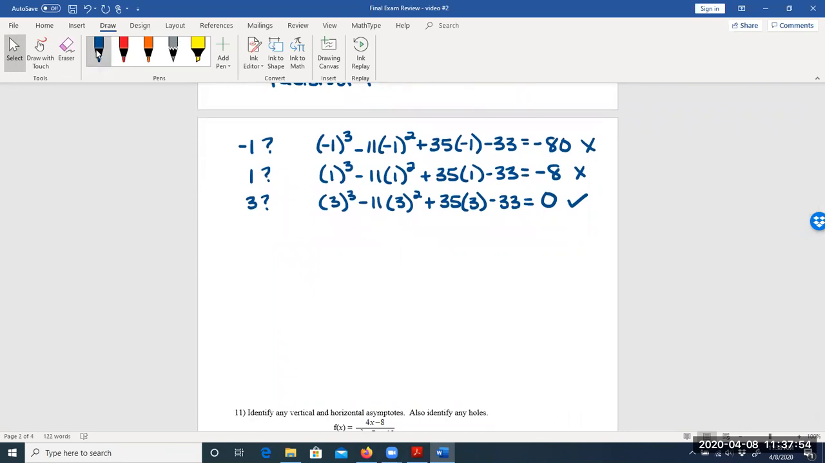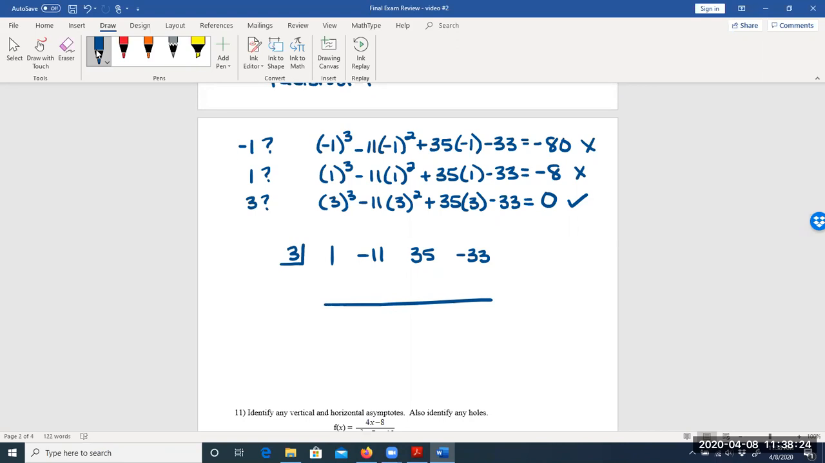And I say the other 2 because that was a cubic equation. So I am expecting 3 solutions. So to finish and find the other 2, I put the solution I found in a box. And then I'm going to write the coefficients of the original equation at the top.